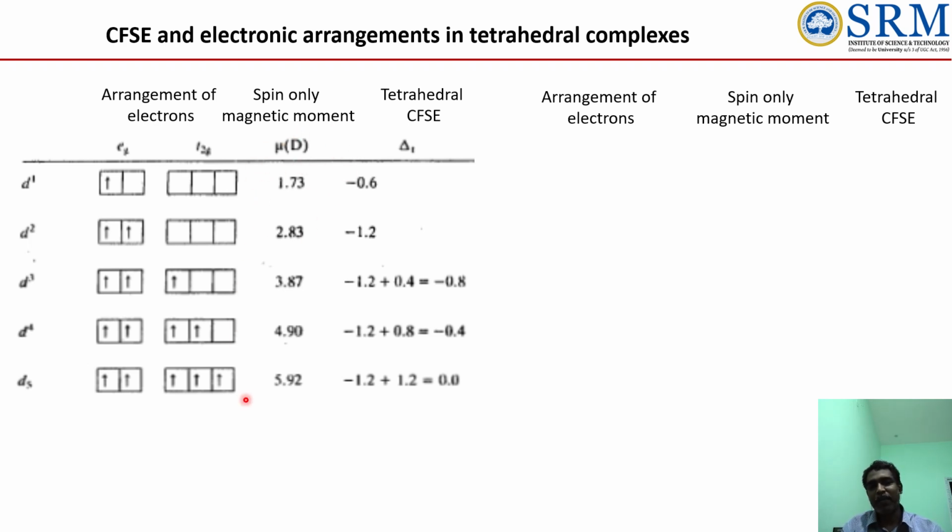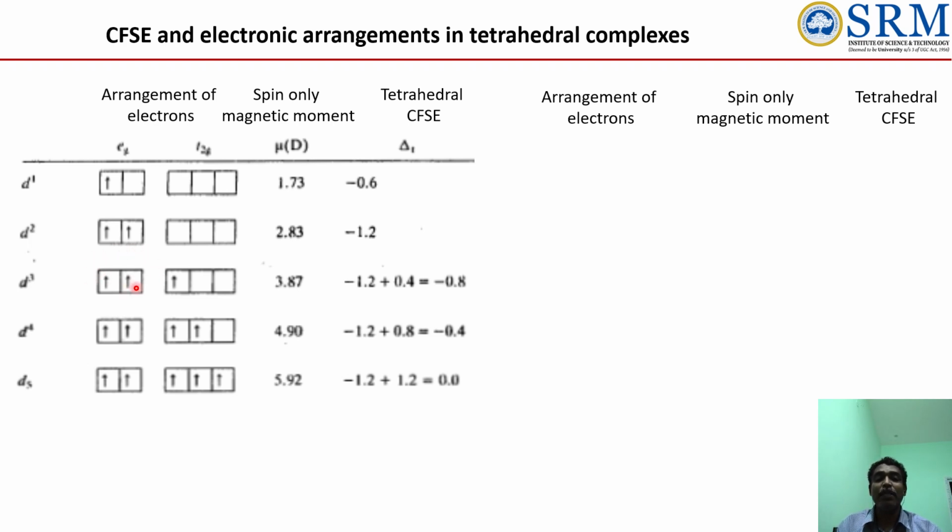So for this spin-only magnetic moment, you take the number of unpaired electrons and substitute it into the simplest formula, square root of n(n+2), where n is the number of unpaired electrons. When it comes to the CFSE calculation, the eg gives 0.6 stabilization in the d1 system. In the d2 system, you have minus 1.2. So 0.6 and 0.6 come from two different unpaired electrons.